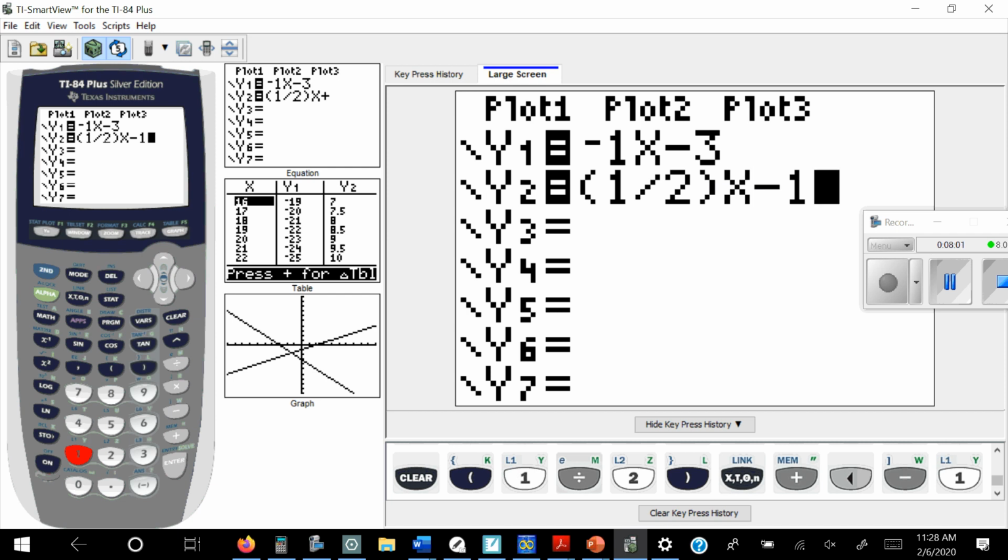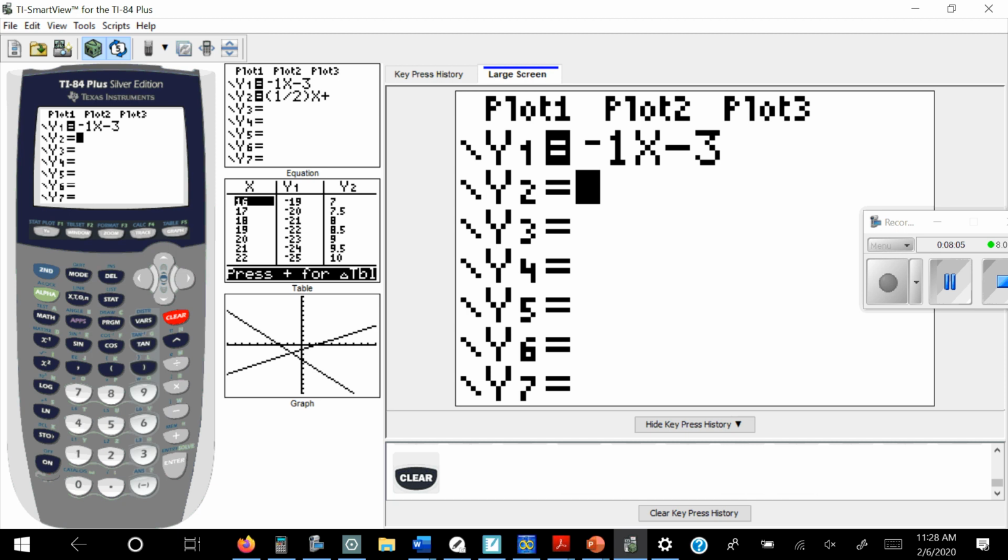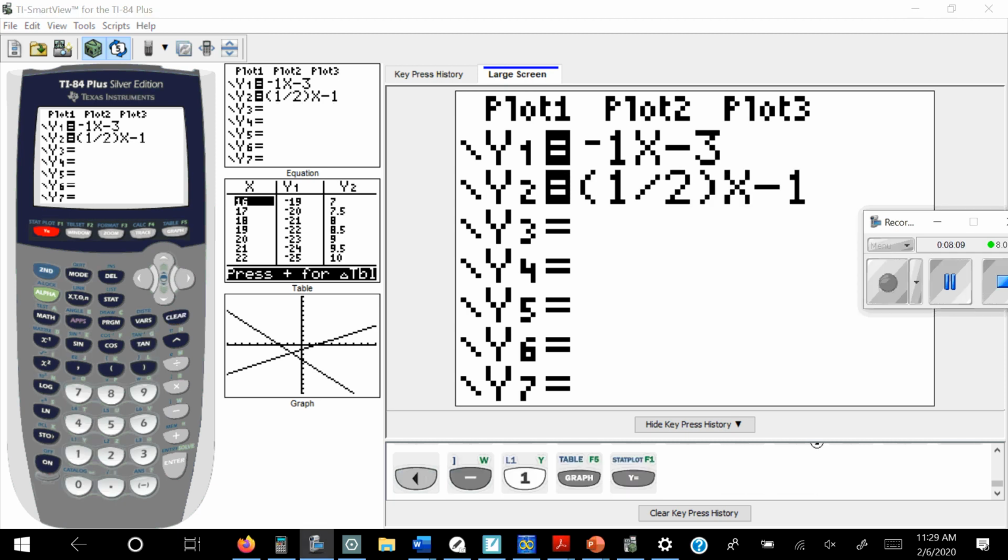So this is what we got. We're going to do the exact same thing. I am going to clear this out so you can see it. Uh-oh. Hang on, let me put that back. And now I have everything here. What I want to do is clear this out and hit graph.